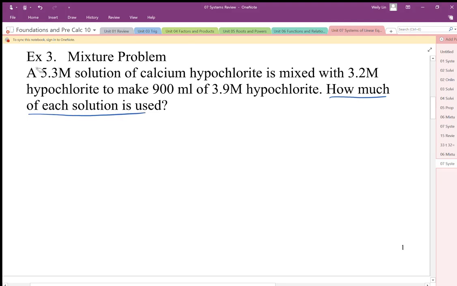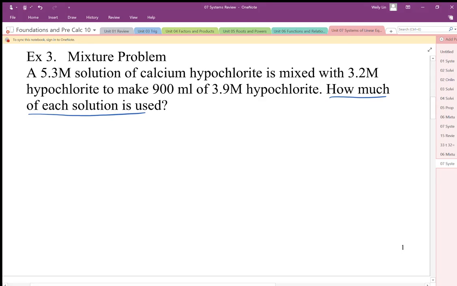And it looks like here we have a 5.3 molar solution. A molar solution means that's the concentration of calcium hypochlorite, and it's mixed with a 3.2 molar solution of hypochlorite. These numbers represent the concentration, and it makes up 900 milliliters of 3.9 molar hypochlorite.